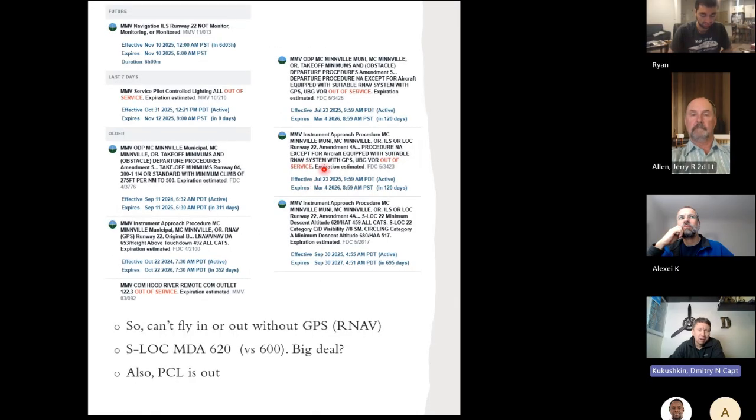Specifically, and those are NOTAMs as of yesterday, one of the NOTAMs as of today says McMinnville ILS localizer to runway. Not this one, where is it? This one. ILS or a localizer runway 22 procedure not authorized except for aircraft equipped with suitable RNAV system with GPS. Newberg out of service. So, question for those of you who are tracking with me. Why would that be the case?